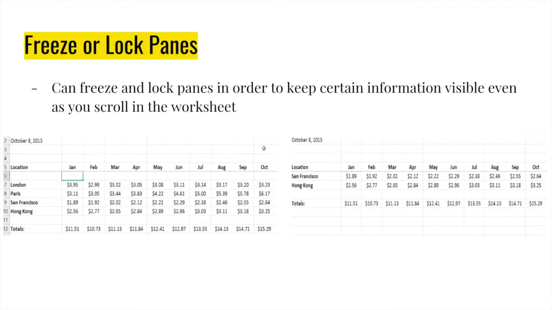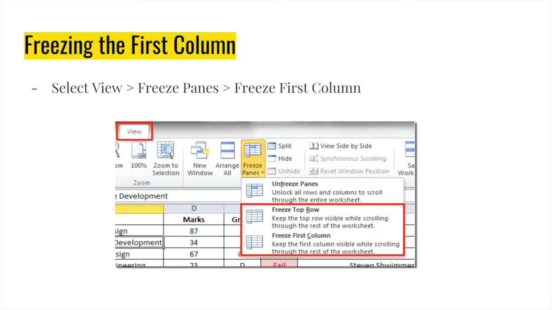The next function is freezing or locking panes. You can freeze or lock panes in order to keep certain information visible even as you scroll down the worksheet. To freeze the first column, select View, then Freeze Panes, then Freeze First Column.